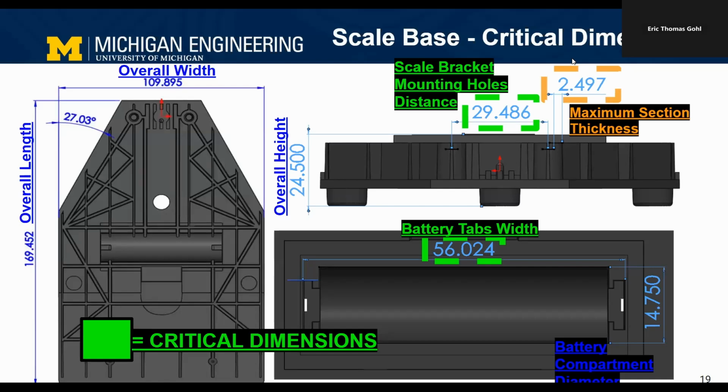Based on the function component mapping matrix, we know that the scale base needs to support weight and ease removal. As part of the ease removal requirement, the distance between the battery tabs led to a tolerance choice of 0.1 millimeters, as this range ensured contact with the battery while preventing too much spring compression for easy removal.